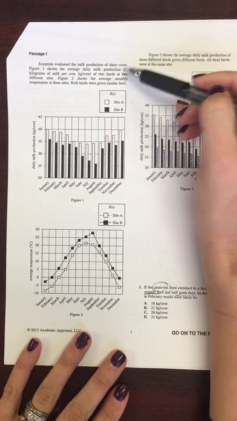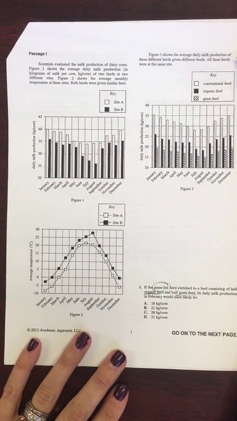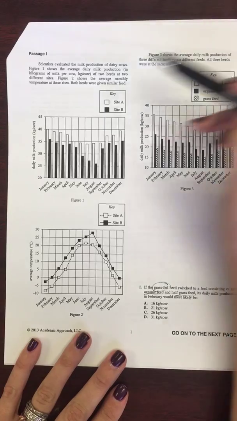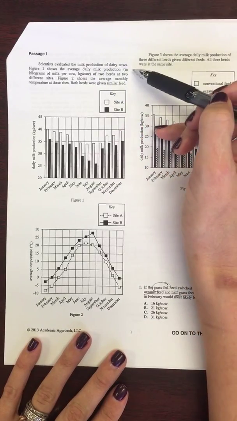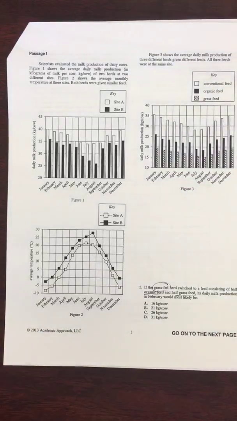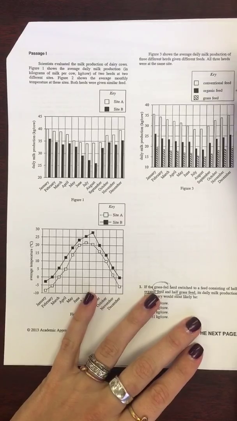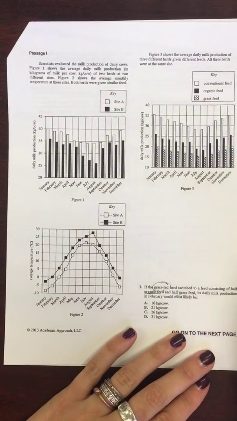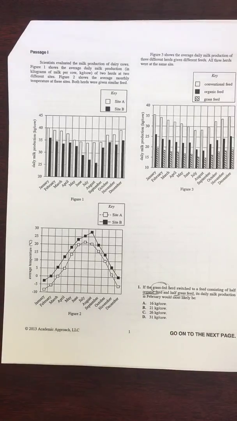Figure 1 shows the average daily milk production. Figure 3 shows 3 different herds given different feeds, of 2 herds at 2 different sites. And then Figure 2 is the average monthly temperature. So we want to go to the ones that are half grass and half organic. So we want to go to Figure 3 here because this is what we want to check.